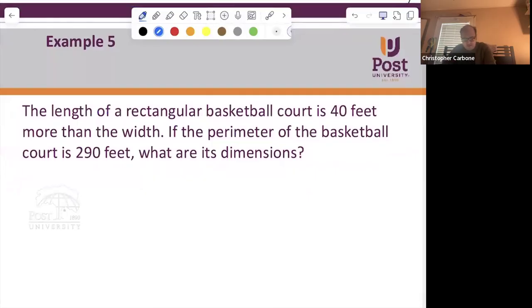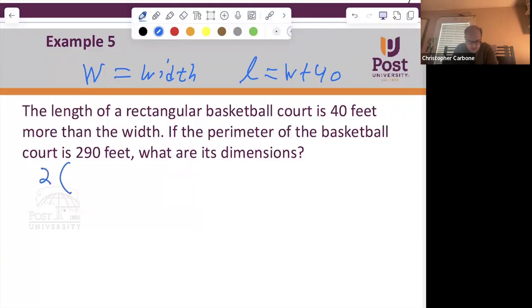This fifth one, I have the length of a rectangular basketball court is 40 feet more than the width. If the perimeter of this basketball court is 290 feet, what are its dimensions? So I'm going to call W here the width, and the length in our case is going to be 40 feet more than the width. So I'm going to have to pop that into our actual formulas for this. But we were given the perimeter of 290. So 2 times the length, so 2 times W plus 40 plus 2 times W is supposed to be equal to 290.